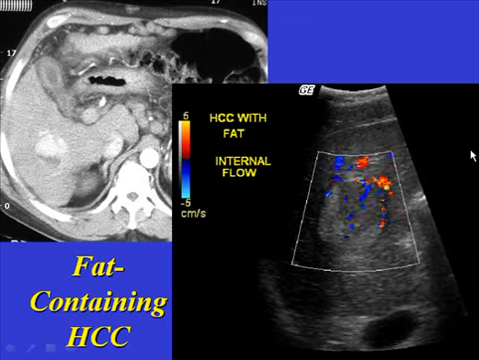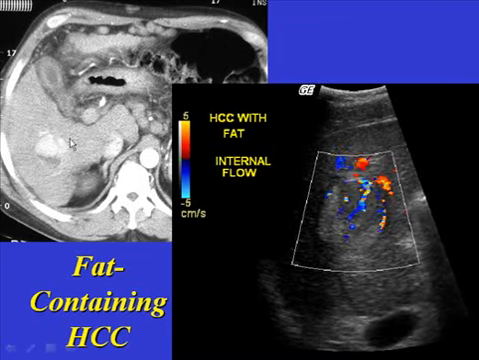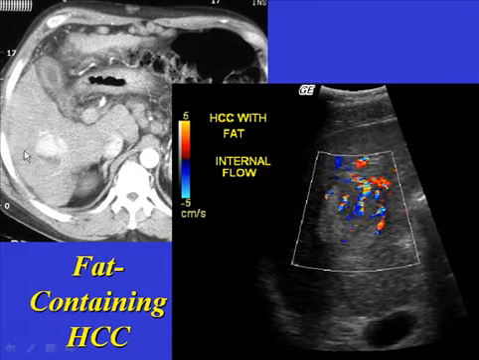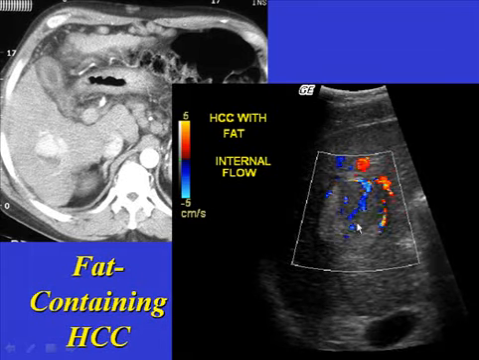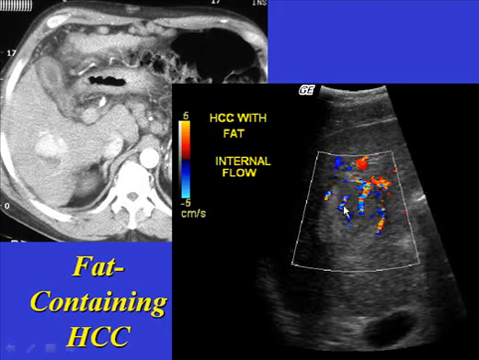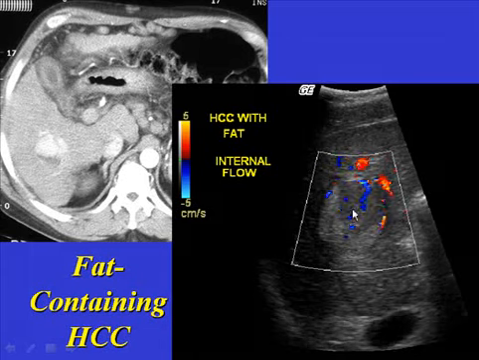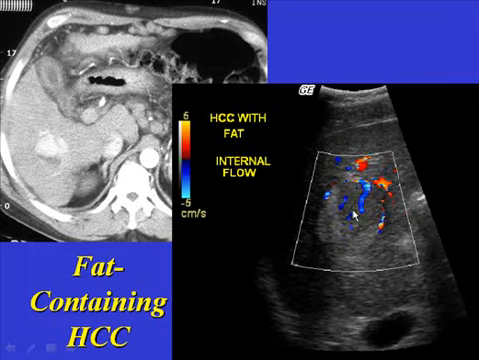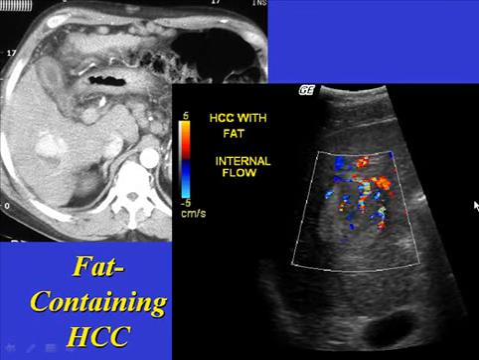In the next example, we see a contrast enhanced scan where the fatty area doesn't enhance, but the other area enhances quite prominently. And on the color Doppler, we can see that the fatty area does not enhance, but there's very prominent increased flow within the solid, more non-fatty affected component of this hepatocellular carcinoma.